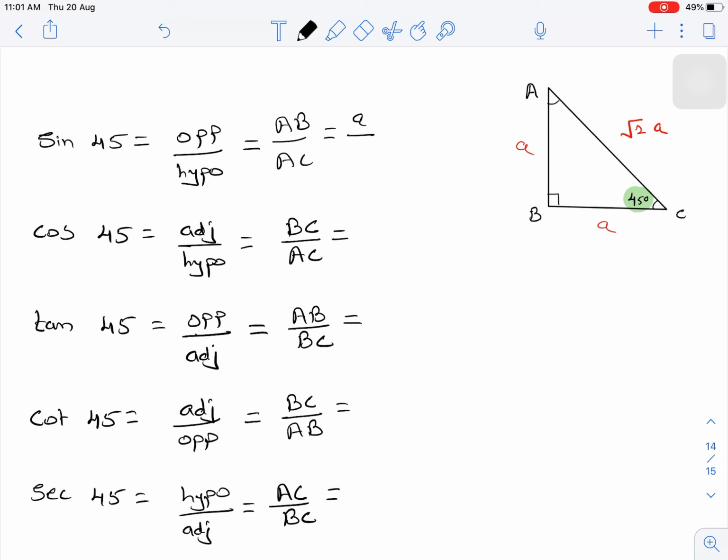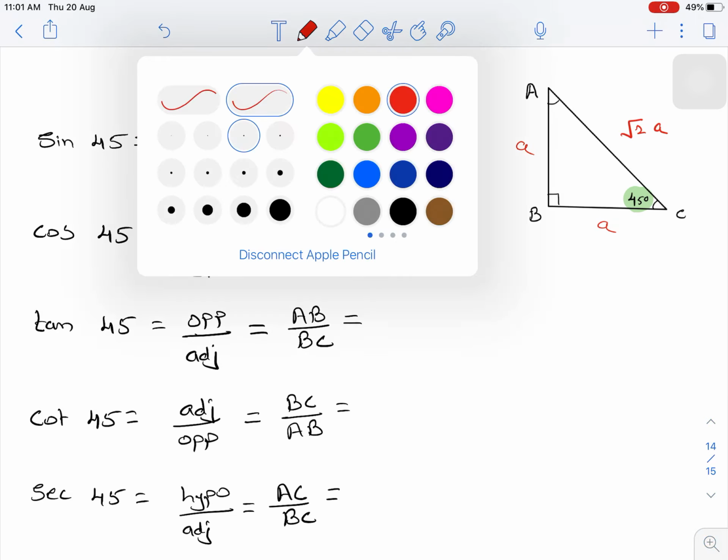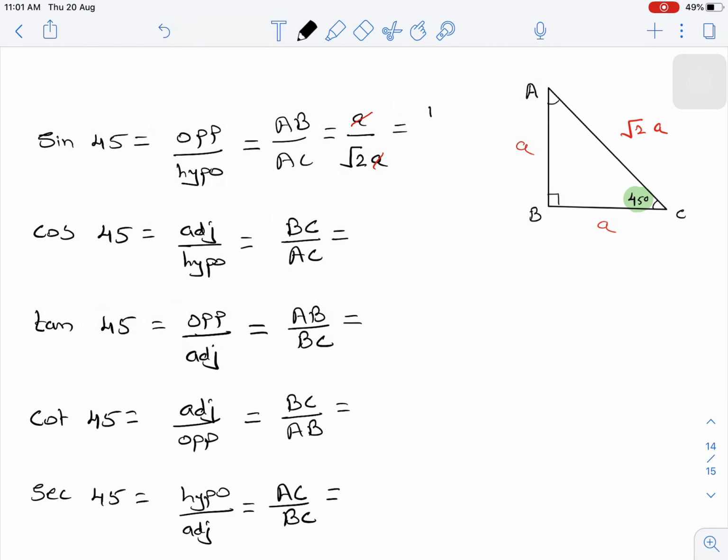So we will write here a upon, what is the value of AC? It is root 2 a. So here you will get root 2 a. Now this a and this a will get cancelled. So finally, what you will have? You will have 1 upon root 2. Now similarly we have to find the trigonometric ratios for angle 45 for all the remaining ratios.